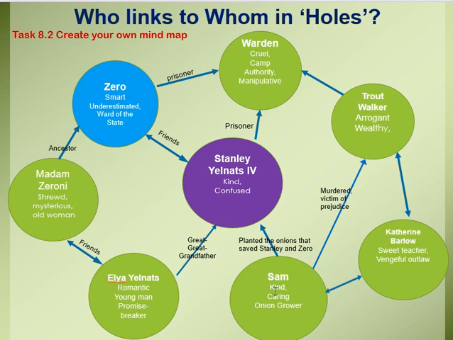So you have to pick at least 5 characters, and I would say you'd have to have Stanley in the middle because he's the one that links everybody one way or another. And then put in something like this, how they link together. Now, I haven't finished this, of course. I haven't put how Trout Walker and the Warden are related, which they are. Catherine Barlow, the relationship between Catherine Barlow and Trout, Sam and Stanley, Sam and Trout, Sam and Catherine, etc. So you're going to make one of these.